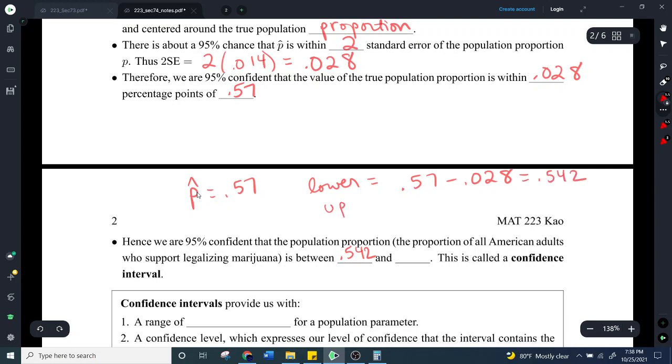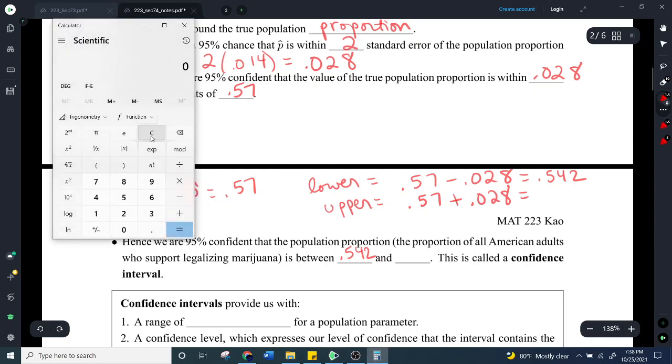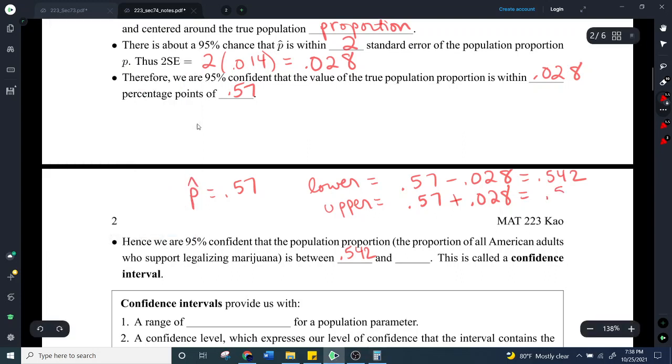And then for our upper bound, we're going to do the same thing, but instead of subtracting it, we're going to add it. So we're going to do 0.57 plus 0.028 to get our upper bound. Let's take a look at that. 0.57 plus 0.028, I'm getting 0.598. So our upper bound is 0.598.